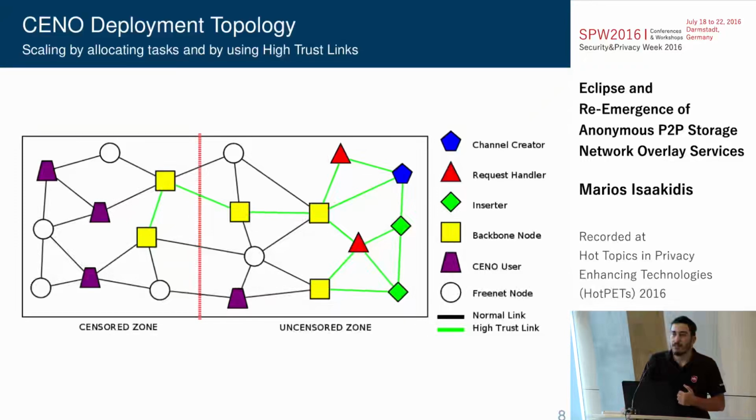We can have, for example, direct messages going from the channel creator to the request handler, etc. These backbone nodes, nevertheless, speed up Sino in general. They hide our nodes' IPs from the rest of the network, as you can see. None of our important nodes is connected to any other Freenet node, and they improve the availability of our content.